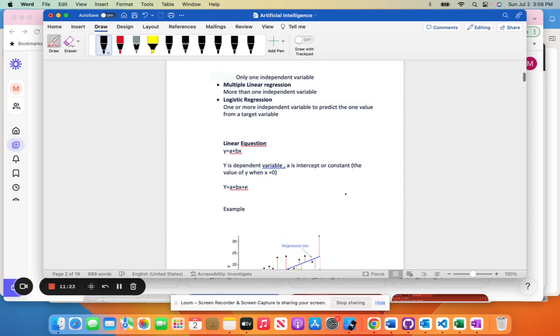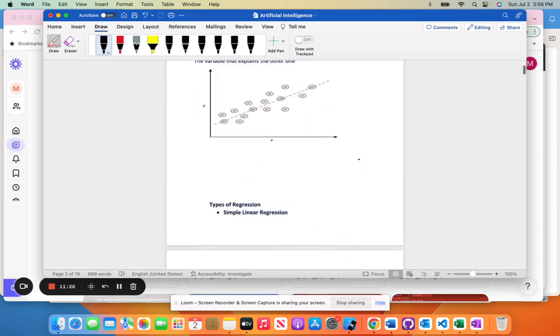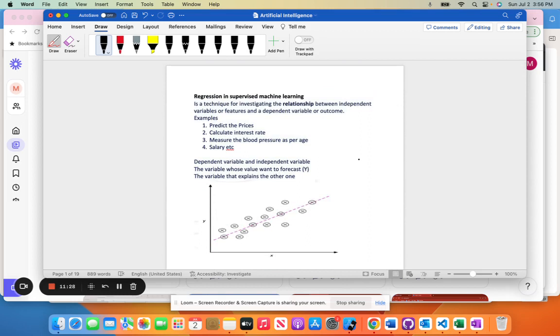So what we have learned so far: regression is a technique for investigating the relationship between the independent variable and the dependent variable. The independent variables are continuous values, values that change over time. So this is about regression problems.